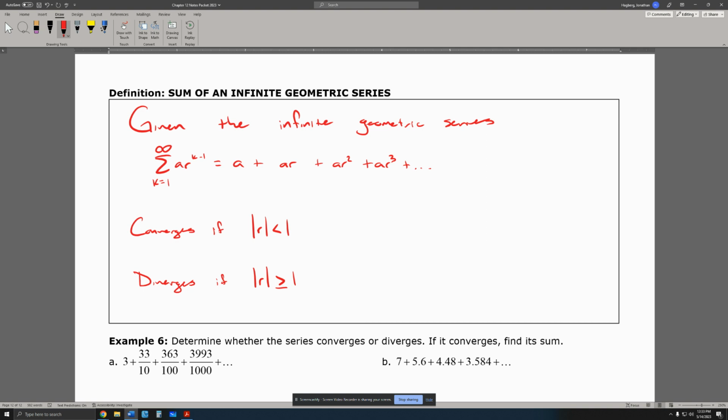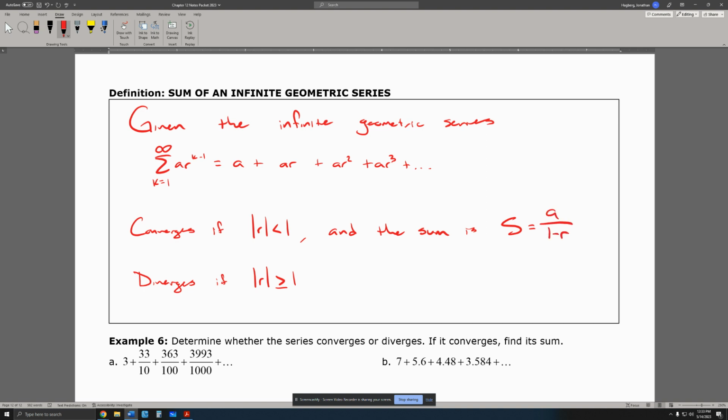Okay? So what do I mean by converges or diverges? Well, this series converges to a finite numerical value if the common ratio is less than 1. It diverges, meaning it blows up to infinity if the common ratio is greater than or equal to 1. So if it converges, yes, there's a way to mathematically find that single numerical value. That sum is equal to S, which is a over 1 minus r.